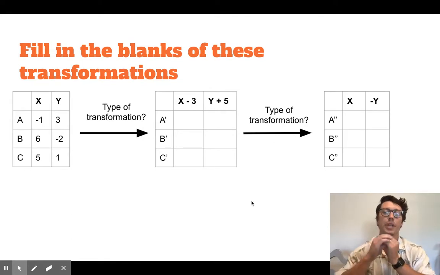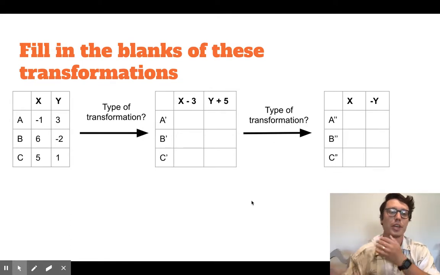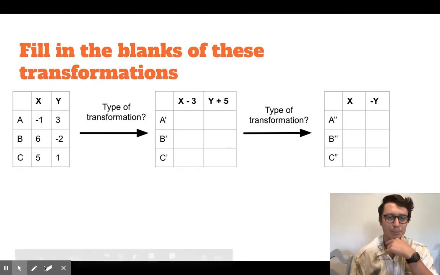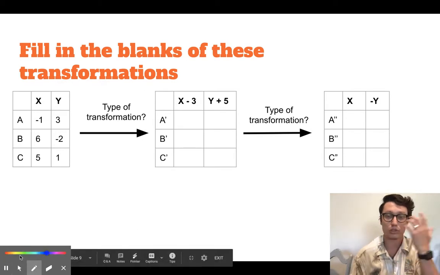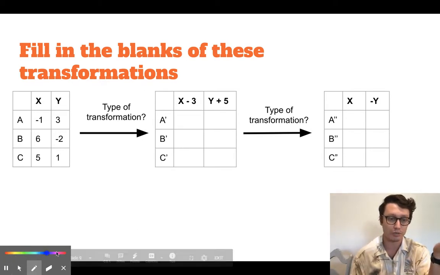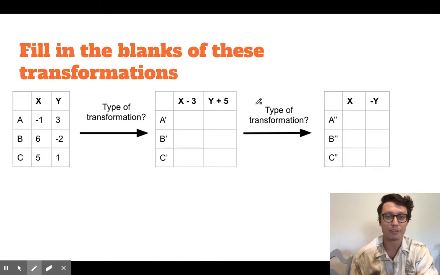Okay, so fill in the blanks for these types of transformations. Okay, we have (x, y) changing to (x minus 3, y plus 5). First, what type of transformation is that? Well, if you look at the rules that we just went over, we see that we're subtracting from x and we're adding to y. The only rule that adds or subtracts is a translation. So this rule is a translation.